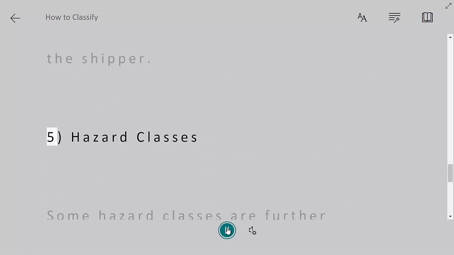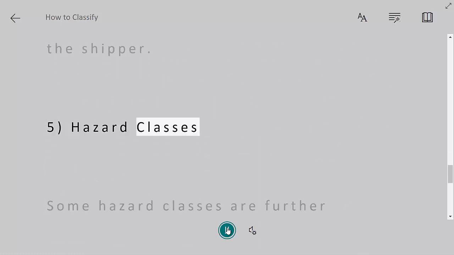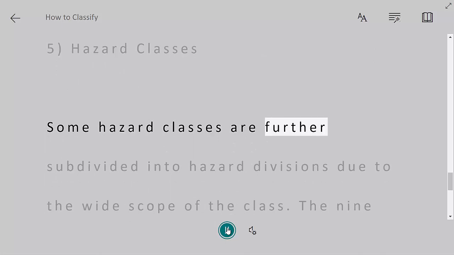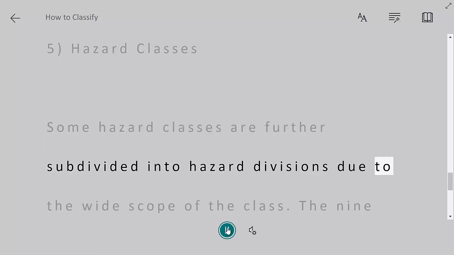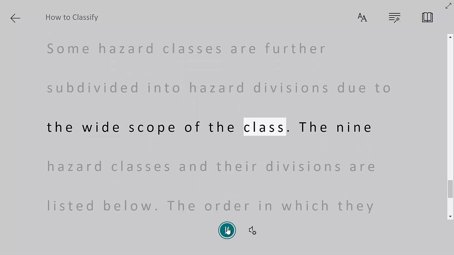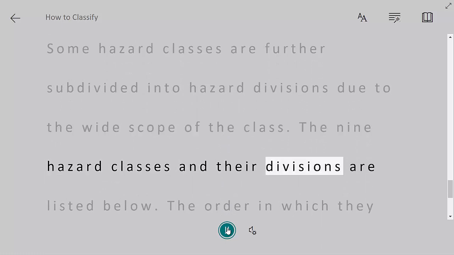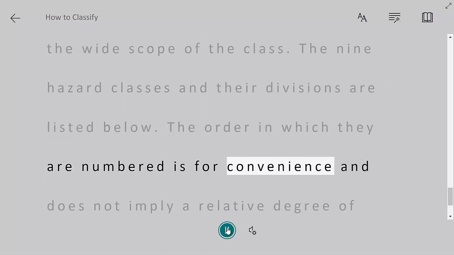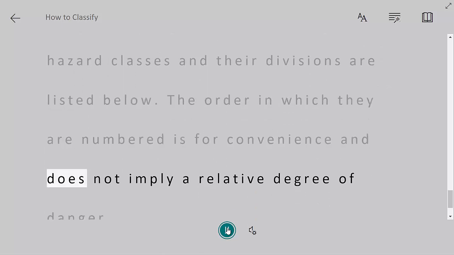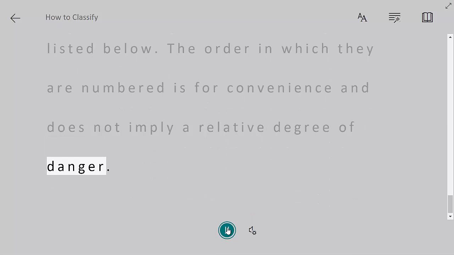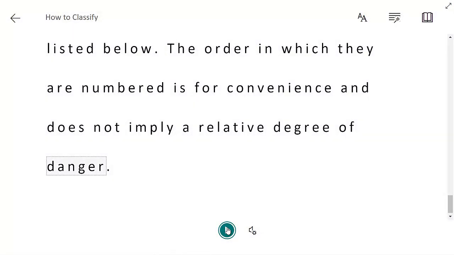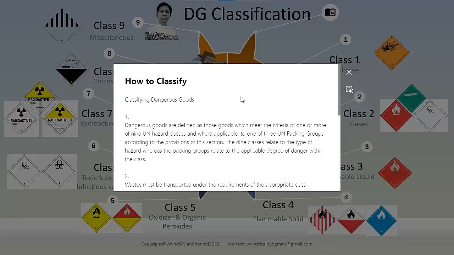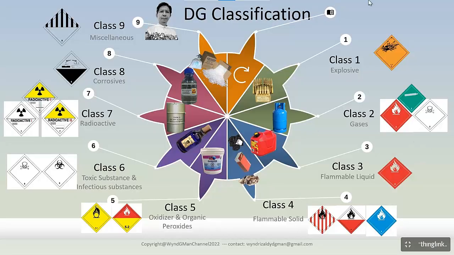5. Hazard classes. Some hazard classes are further subdivided into hazard divisions due to the wide scope of the class. The 9 hazard classes and their divisions are listed below. The order in which they are numbered is for convenience and does not imply a relative degree of danger. So now we are talking about Class 1.